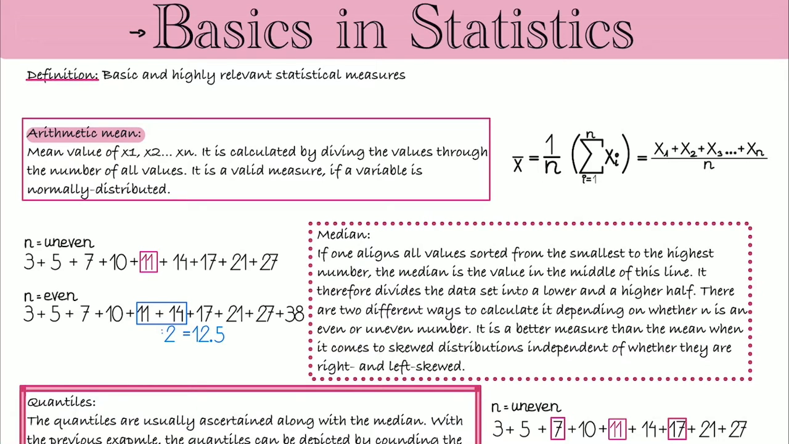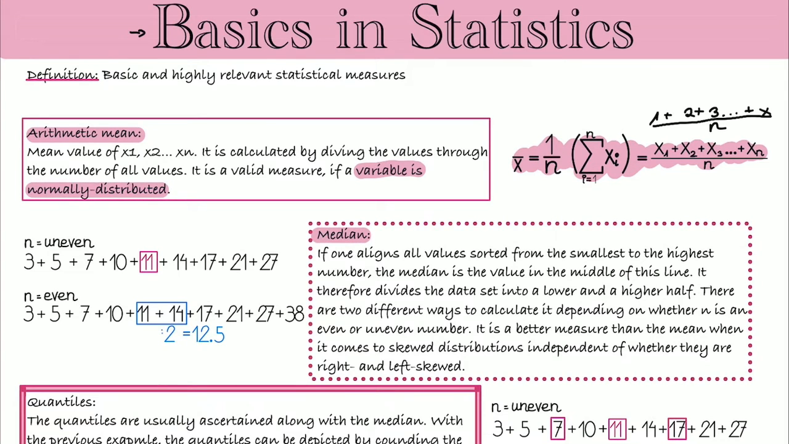The mean, you might know it as the mean value, is calculated via this formula. So basically you just add all the values in a data set and then you divide it by the number of values in your data set, and it's a valid measure for a normally distributed variable. Yes, that's I guess quite easy. Let's move on to the median.